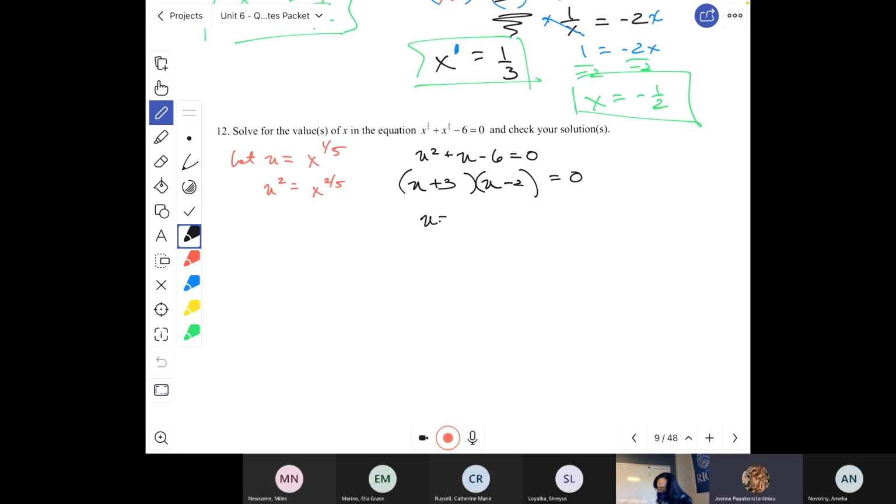Okay, so that means I get u equals negative 3 and u equals 2, but I know what u is. It's what we said it was, x to the 1/5. That's how we defined it. Now, how am I solving for x? Because I need at the end of the problem x equaling a number. What would you like to do?